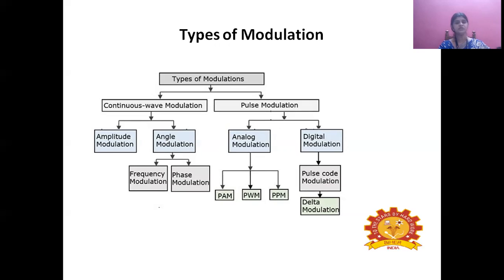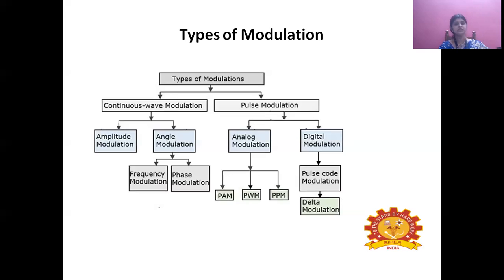So pulse position refers to the starting time of the pulse. The starting time of the pulse here is proportional to the message signal amplitude. If the message signal amplitude is at a positive peak, the duration between the successive pulses will be more. And if the message signal amplitude is at a negative peak, the duration between the successive pulses will be less. So that is called the pulse position modulation.